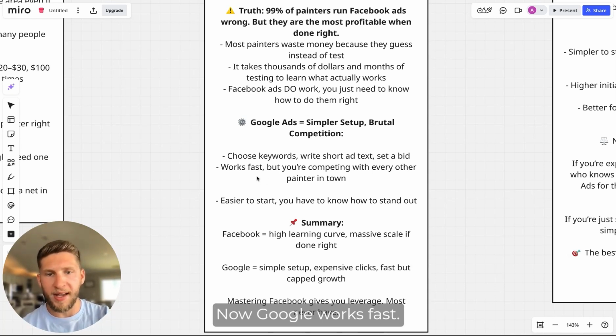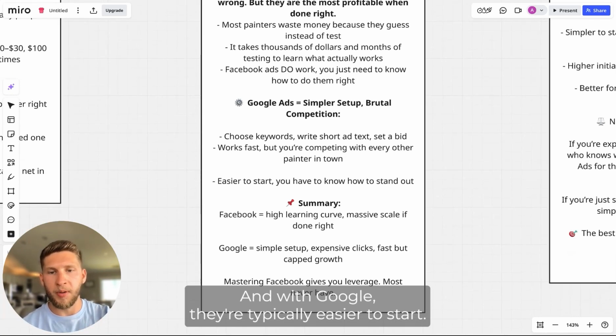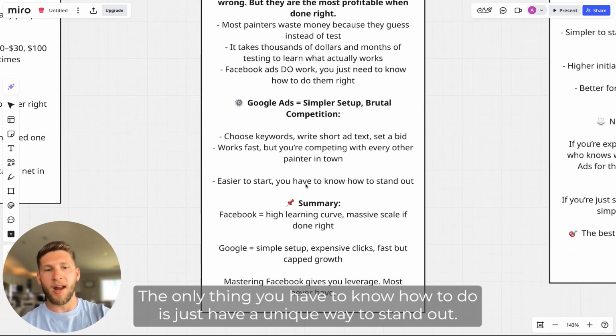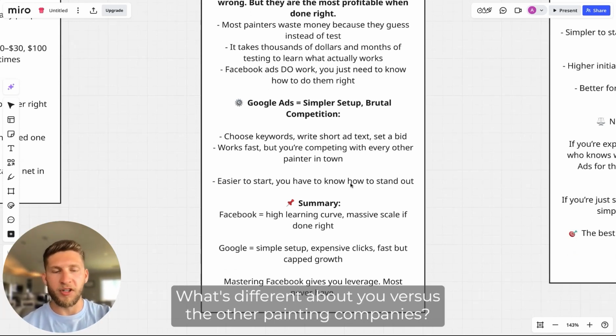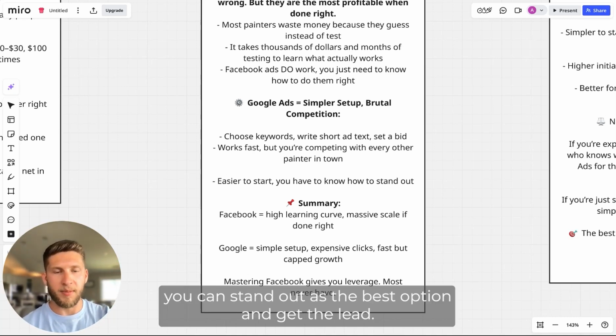Now, Google works fast, but again, like I said, you're competing with every other painter in town. So it's going to drive the cost up. And with Google, they're typically easier to start. The only thing you have to know how to do is have a unique way to stand out. What's different about you versus the other painting companies? So when they're reading through these headlines, you can stand out as the best option and get the lead.